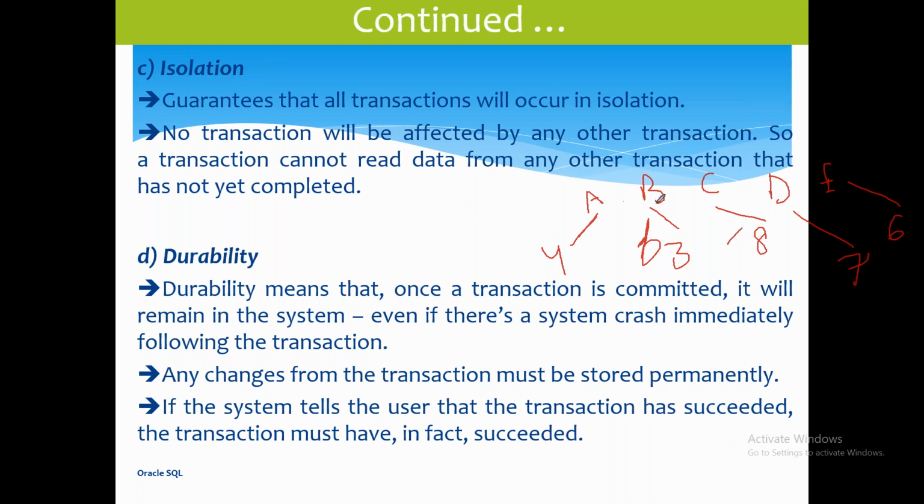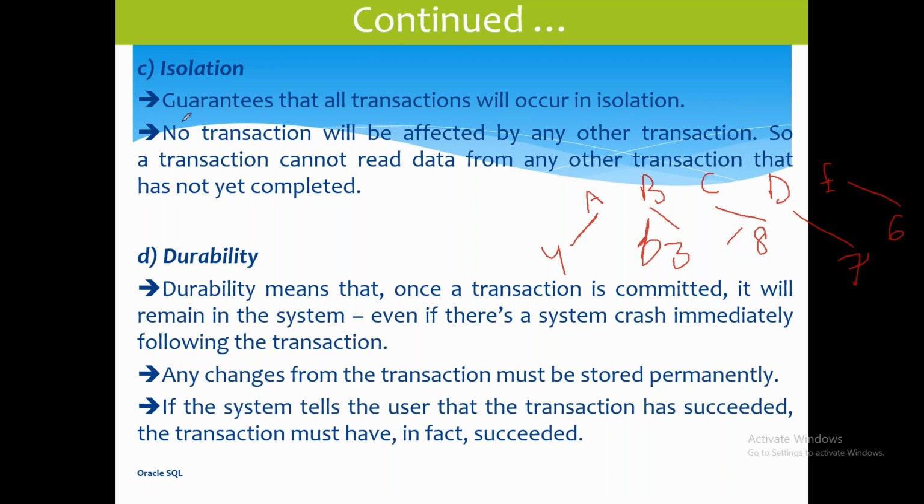Otherwise, A is working, B is disturbed. B is working, C is getting some problem. C is working on something, E is getting some problem. So how can they work? So these are independently designed. Any query we form and execute causes no disturbance to any other person.